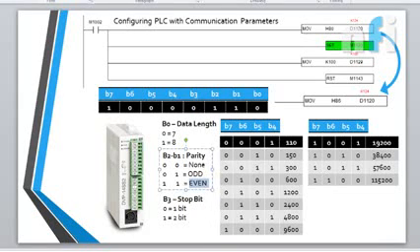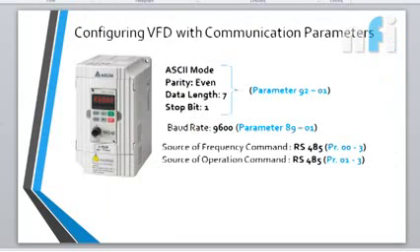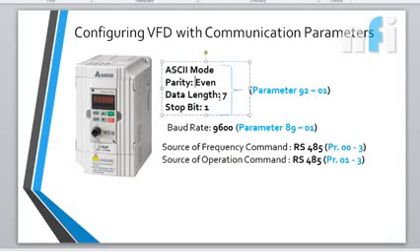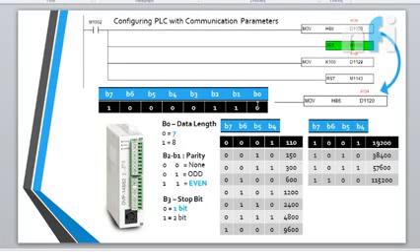Okay, so for even parity, wait, let me just highlight this one. 7 data length, even parity, you have to put 1 1. These settings are default. This is given in the manual of your devices. Alright, so here we have 1 1. Bit 3 is the stop bit. Stop bit is 1, so here we have 0. If you want to check again: 7 data length, even parity, stop bit 1, ASCII mode. Okay, so coming back here, bit 0, bit 1, bit 2 and bit 3 have been defined.